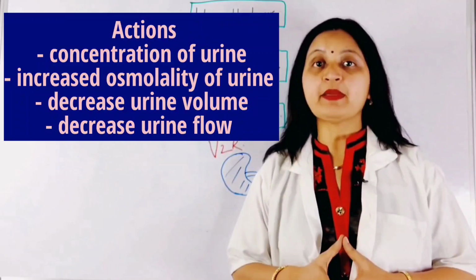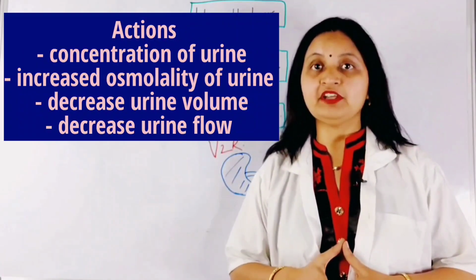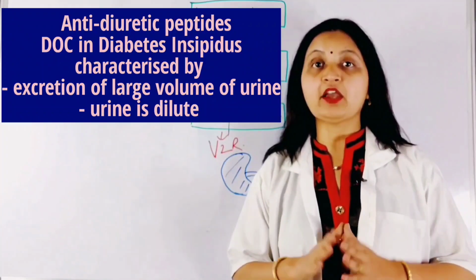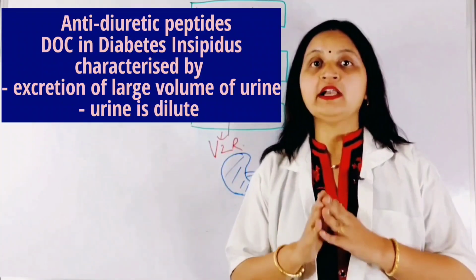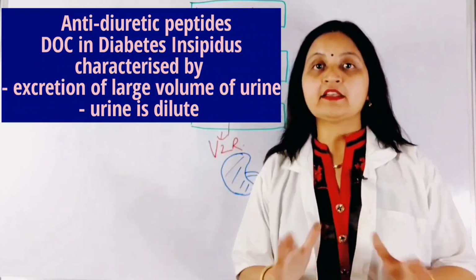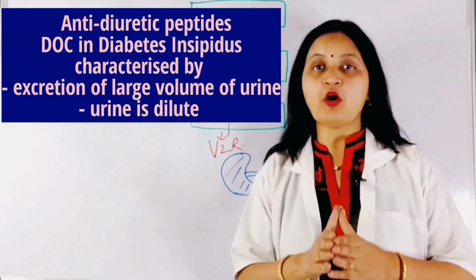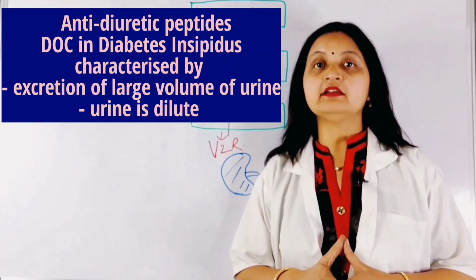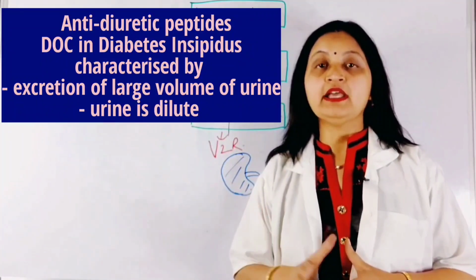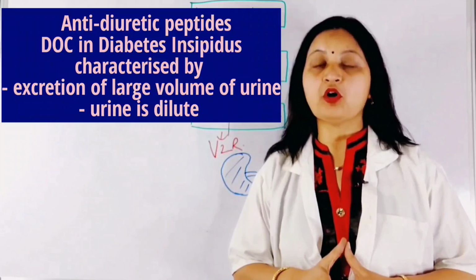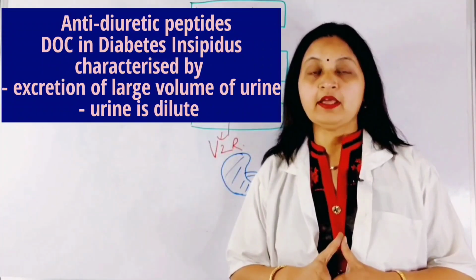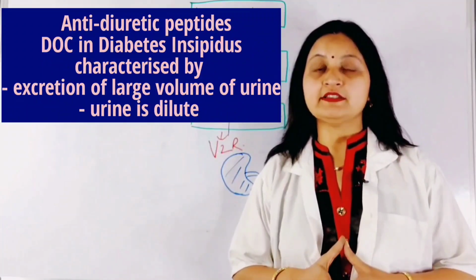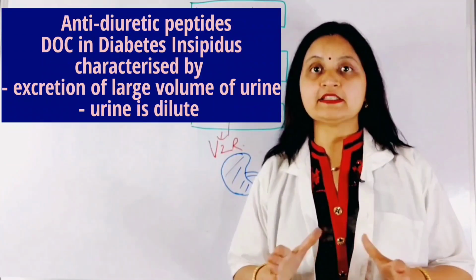Therefore, anti-diuretic peptides are the drug of choice in the treatment of diabetes insipidus, which is characterized by increased excretion of dilute urine, excretion of a large volume of urine, more than 30 ml per kilogram per day, and the urine is dilute, that is less than 200 milliosmolar per kilogram. Thus, the anti-diuretic peptides are preferred drugs in the treatment of diabetes insipidus.